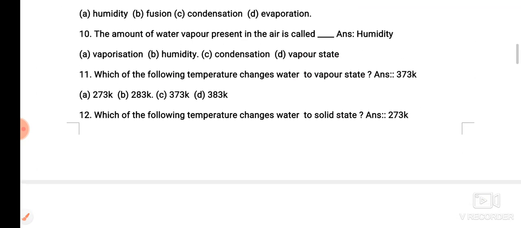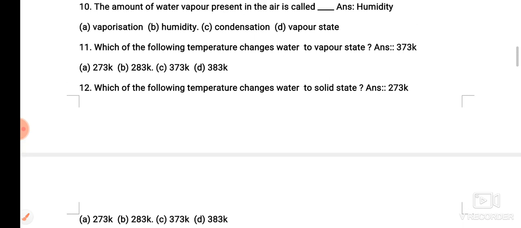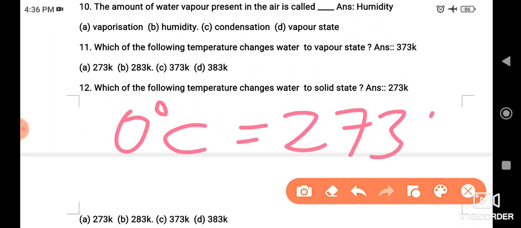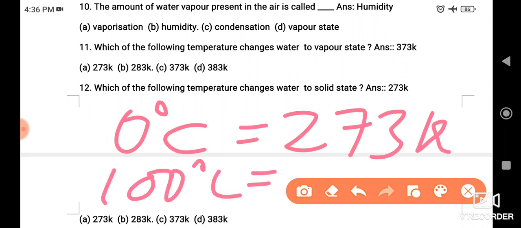Question number 11 is, which of the following temperatures changes water to vapor state? So all of you know that the boiling point of water is 100 degrees Celsius, right? So 100 degrees Celsius in terms of Kelvin, all of you have already seen that 0 degrees Celsius equals 273 K. So if I make this 100 degrees Celsius, it will be 373 K. So all of you remember that it will be 373 K. Here it is option number C.